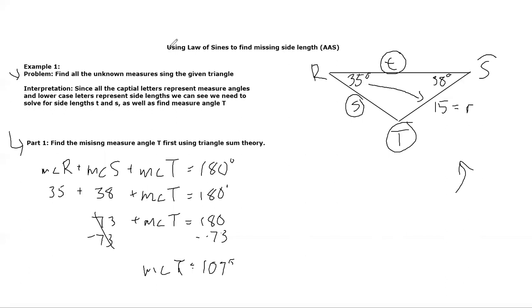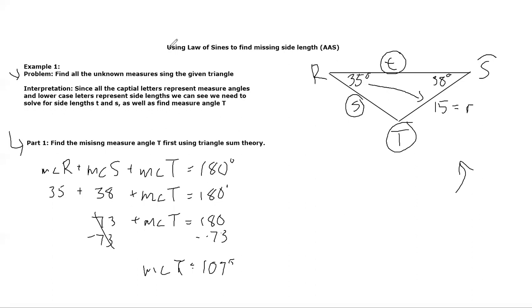Opposite to the capital R should be little r. The side length that is opposite to that R should be little r. So I know that the 15 is actually little r, okay? Just like I know that opposite to capital S is a lowercase s. Just like I know that opposite to capital T is a lowercase t.